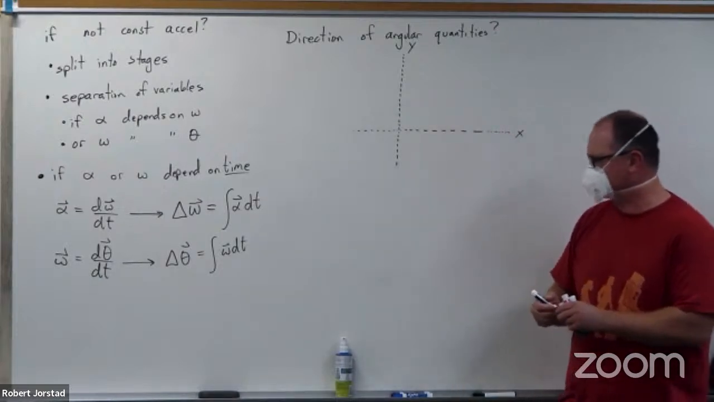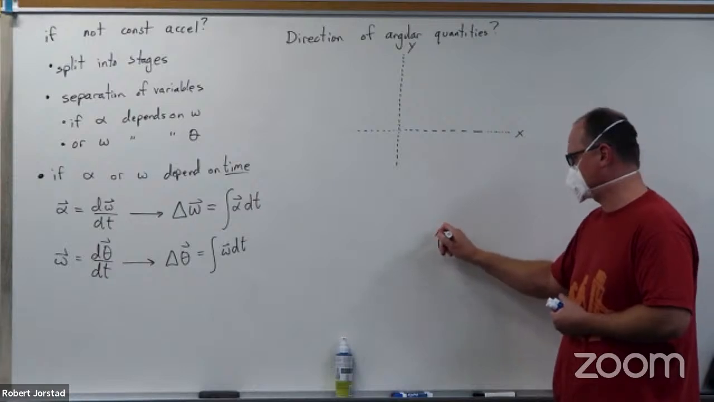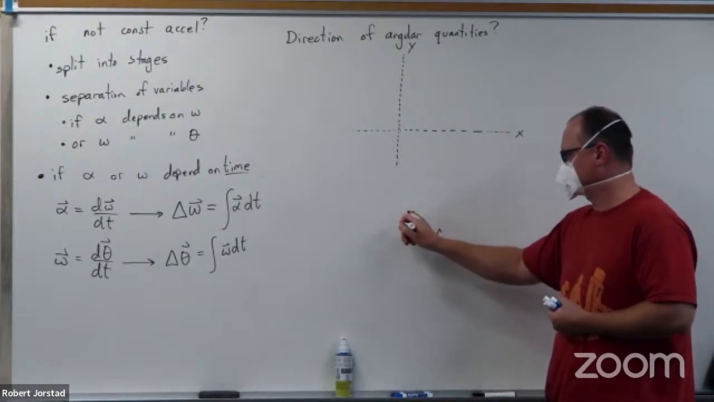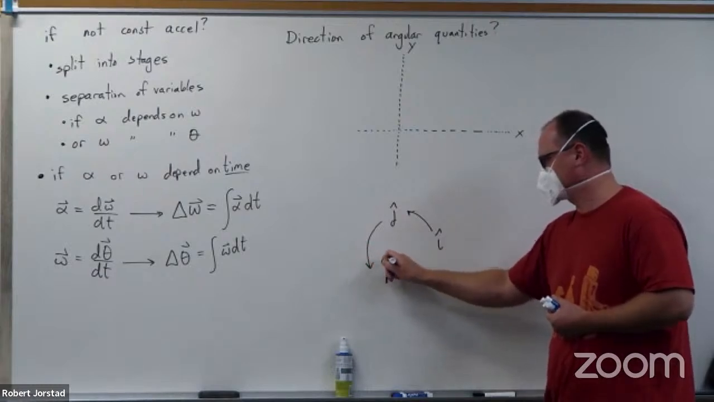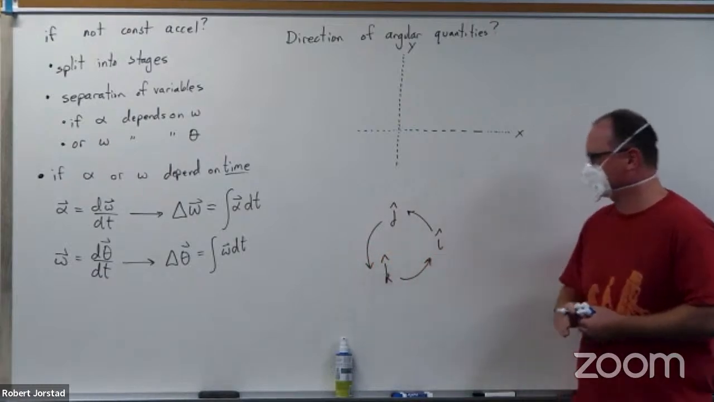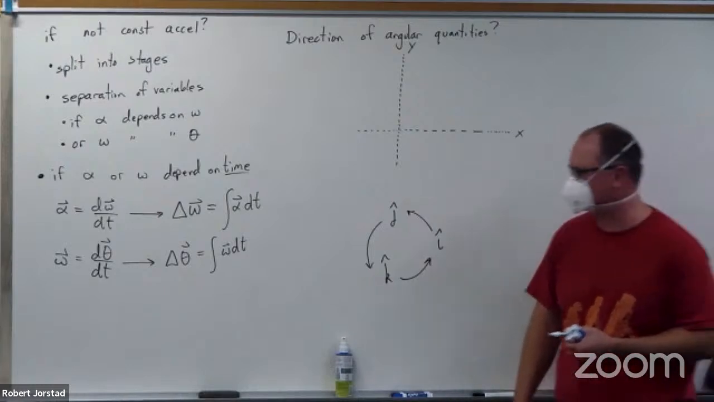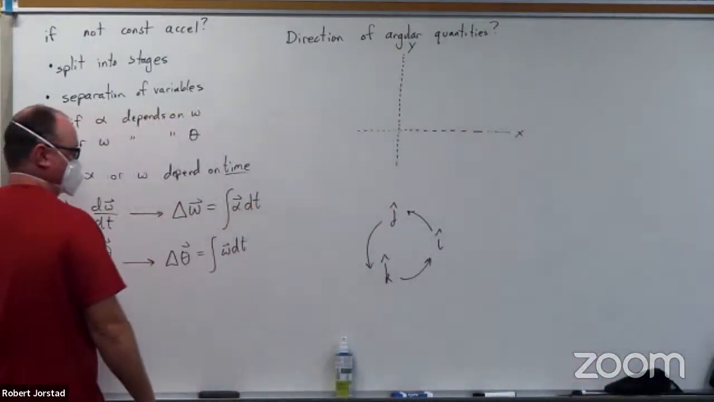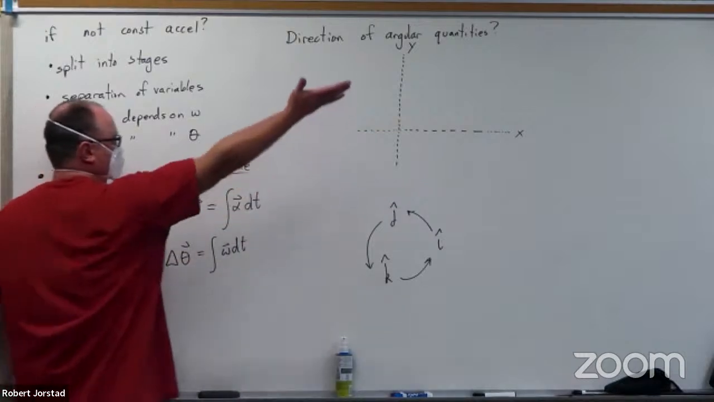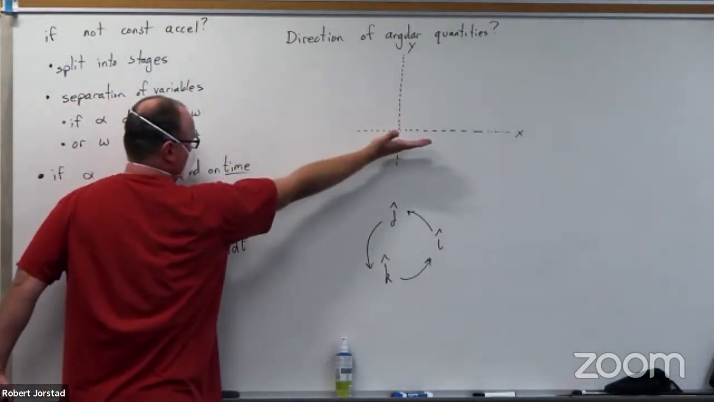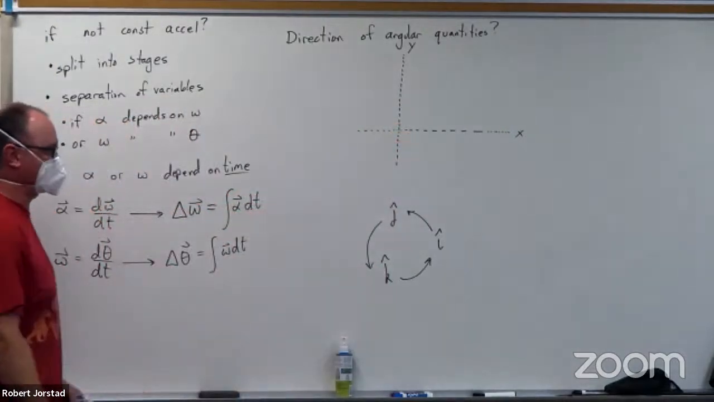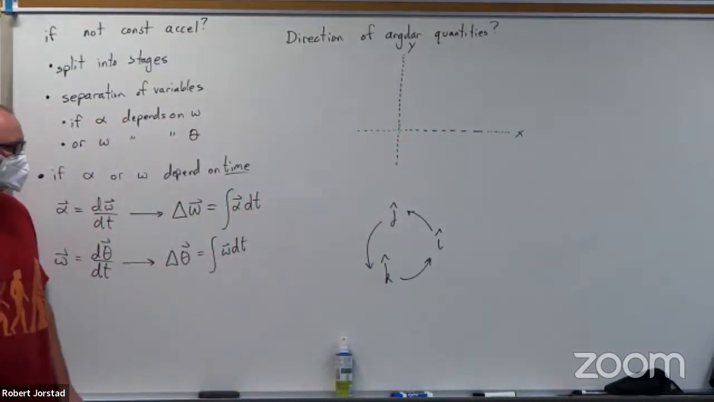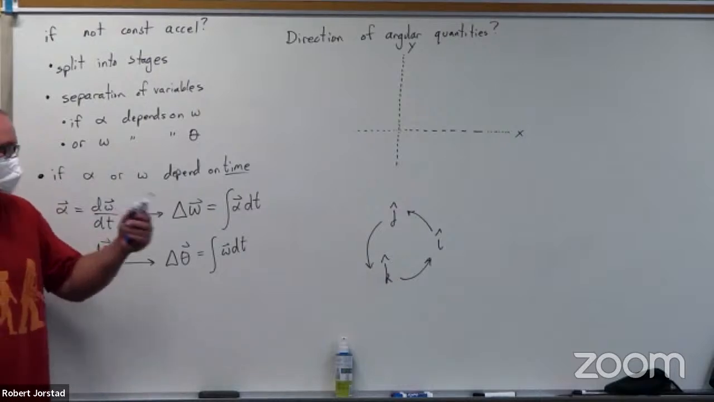Let's remind ourselves of the wheel of pain. I goes to J goes to K. Get your right hand out. Just do it. Who cares how dumb you look? I goes to J goes to K. Which way is the Z axis? Out of the page, towards you, however you want to say it.